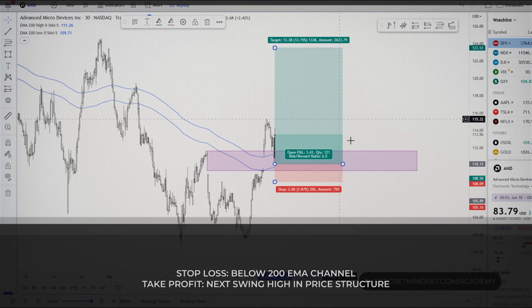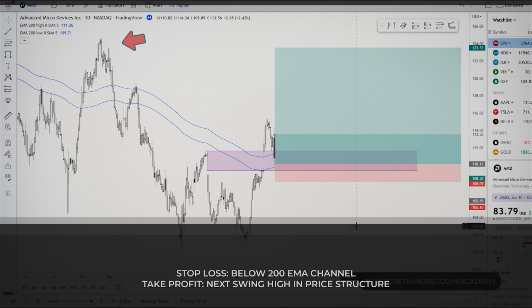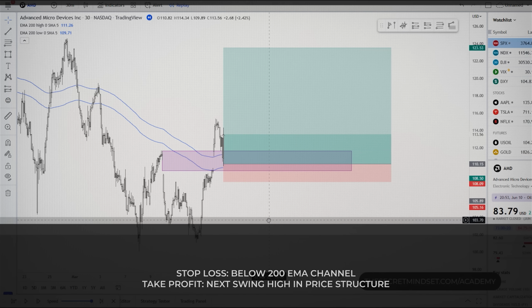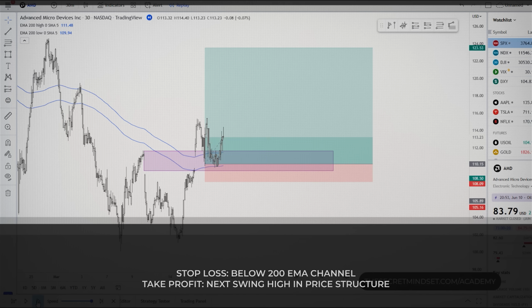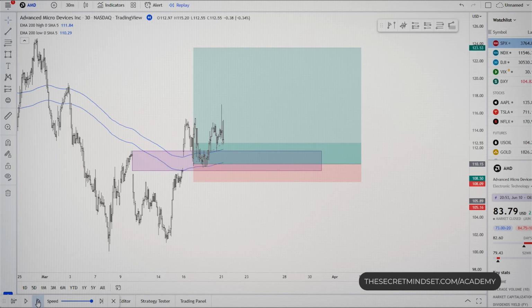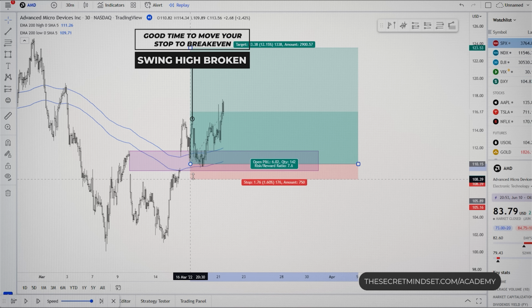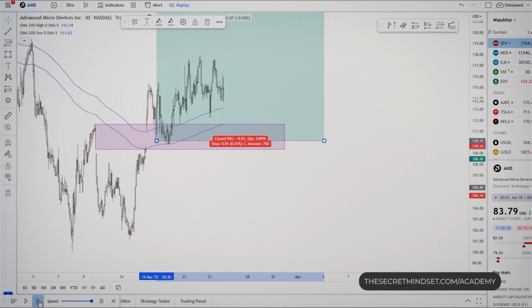Stop loss goes below the channel. This swing high is our final target, a risk-to-reward ratio of 5. Price broke this swing high. This is the moment when we eliminate the risk from our trade.